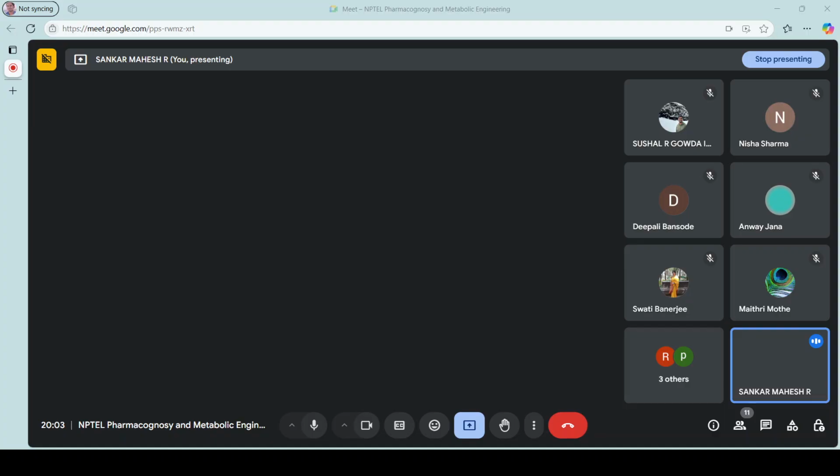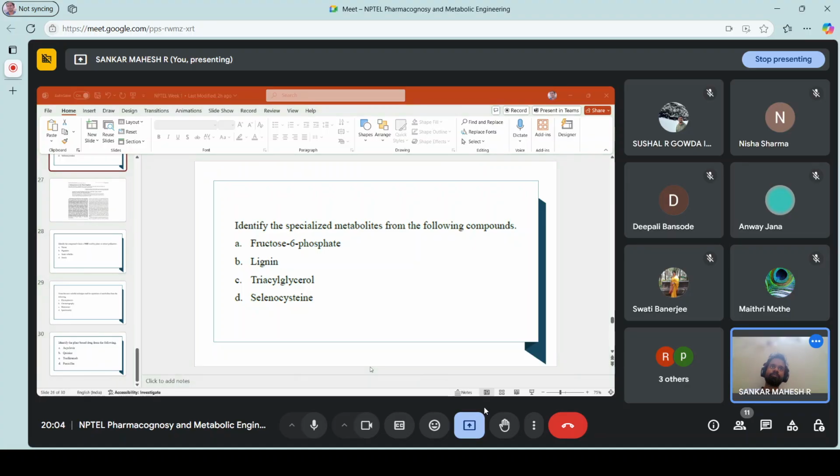The next question is: identify the specialized metabolites from the following compounds. Option A, fructose 6-phosphate. Option B, lignin. Option C, triacylglycerol. And option D, selenocysteine. Yes, Sushant.